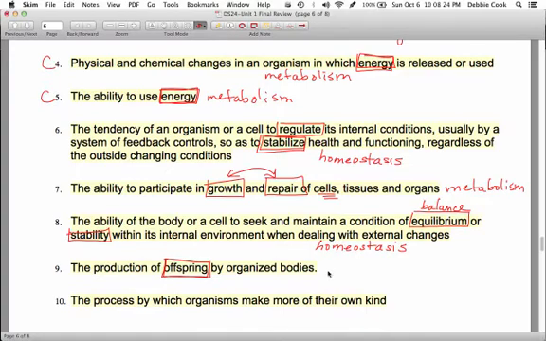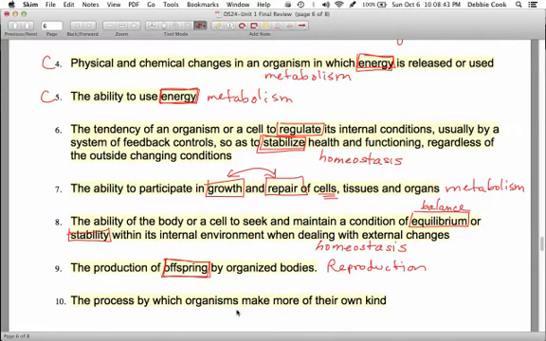Number 9, the production of offspring by organized bodies. Offspring is the key here, so this is going to be reproduction. We don't know which type it is because we don't have any additional information. If we would have said reproduction by one organized body, we could say that it's asexual. If it's more than one organized body, then it would be sexual.